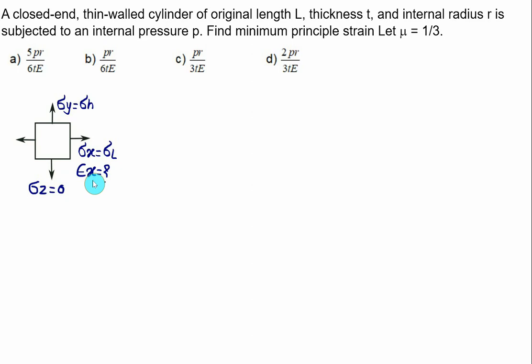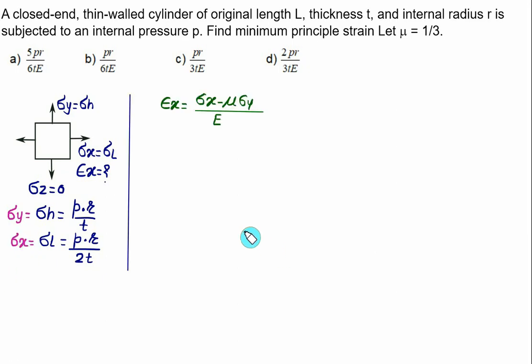Since all answers are given in the form of R, we'll use the formula for sigma h, that will be equal to P multiplied by R divided by T, and we have sigma L will be equal to pressure multiplied by R divided by 2 times T. Sigma h is acting along the y direction and sigma L is acting along the x direction.